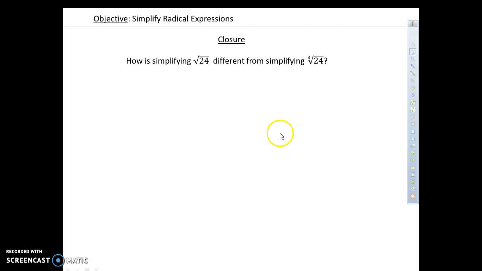For your closure, the question is how is simplifying the square root of 24 different from simplifying the cubic root of 24? Please go ahead and think about this for a second and respond.